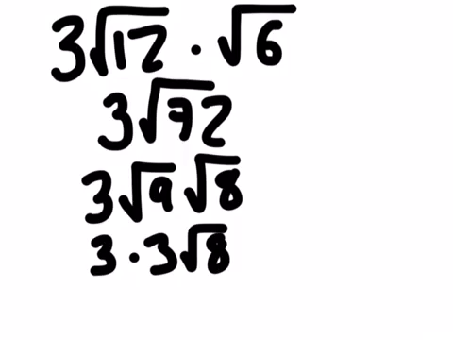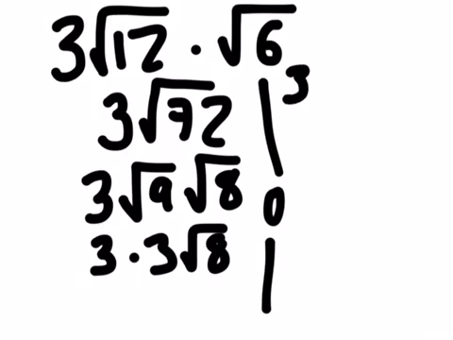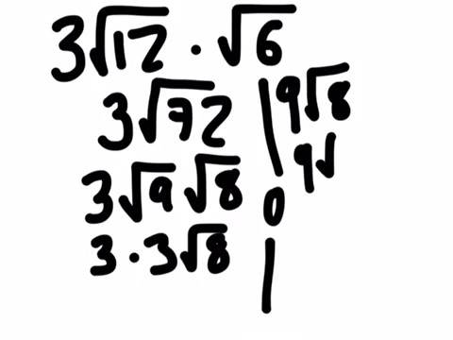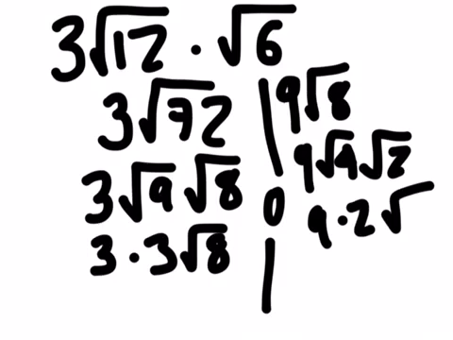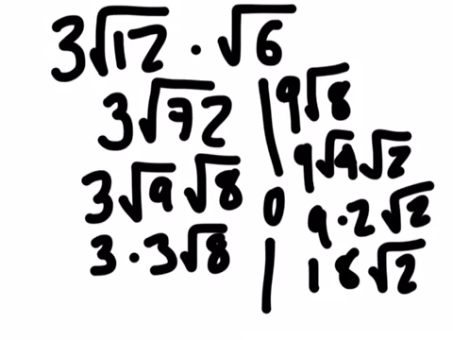Then we get 9. Now let's do this little thing over here. We get 9 root 8. That makes 9 root 4 and root 2. So 9 times 2 root 2, that would be 18 root 2.